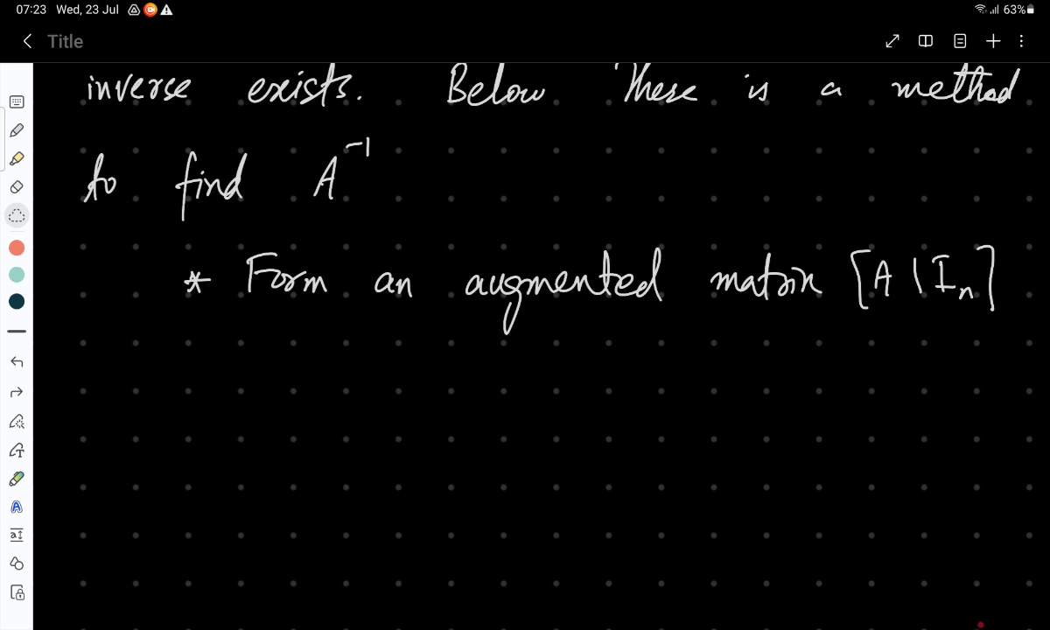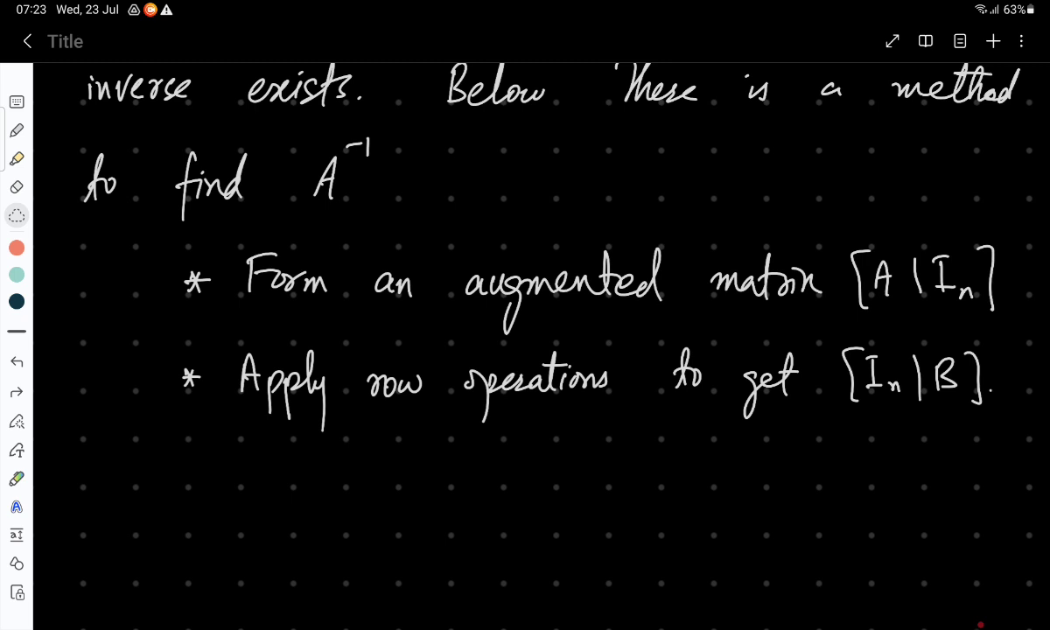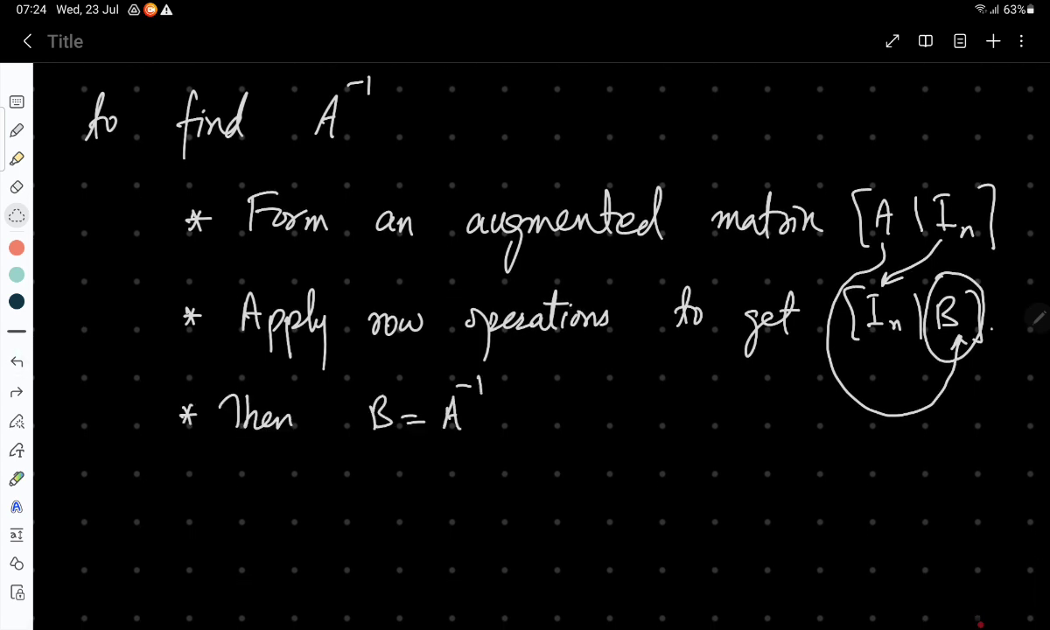The next step is to perform row operations. When I apply row operations, my A will be converted into 1s in the diagonal and everything else is 0. That means I will get identity, and the thing here in the place of B is the inverse of A, and this B is obtained after applying row operations. And you can see that identity is transferred here on the right side. The last step is just to call B equal to A inverse.